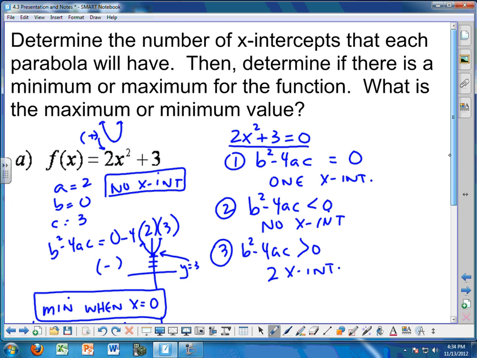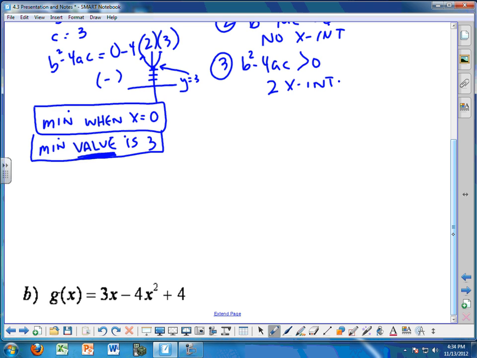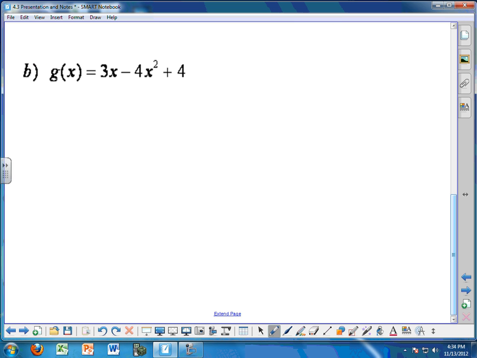Let's take a look back at if we've answered the question here. Determine the number of x-intercepts that each parabola will have. And so we found there were no x-intercepts here. Determine if there is a max or a min. We determined that there is a minimum, and then we found what that minimum was. Well, what happens here now when this is a lot more complicated? First of all, you'll notice that it's in the wrong order, so that's a tricky little problem. Negative 4x squared plus 3x plus 4 changes things a little bit and makes that leading coefficient negative.